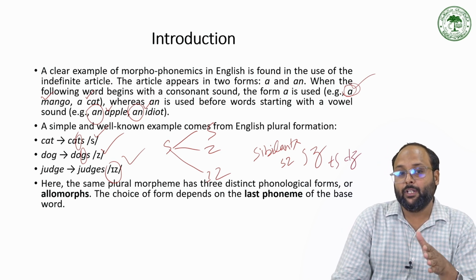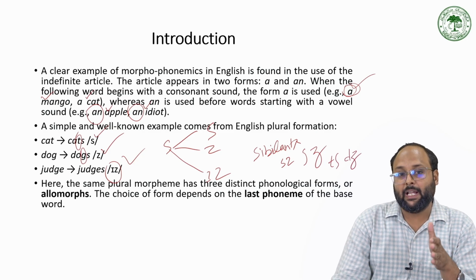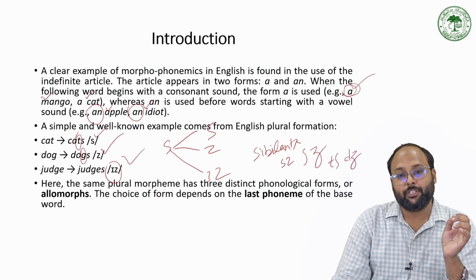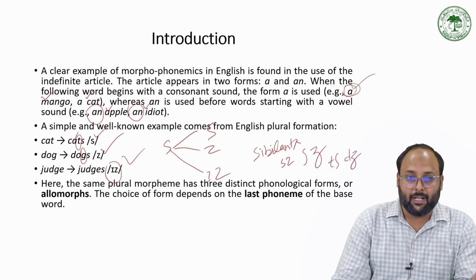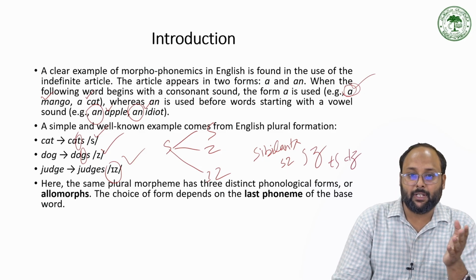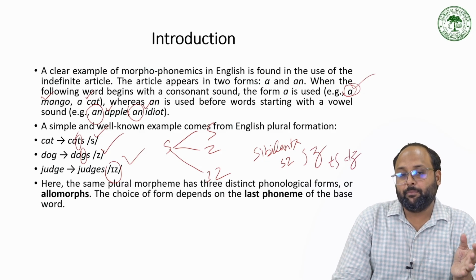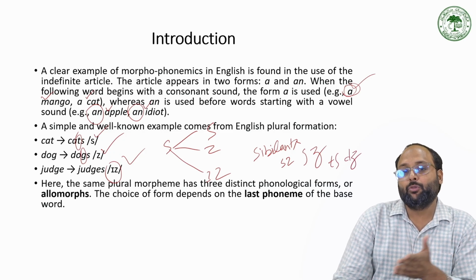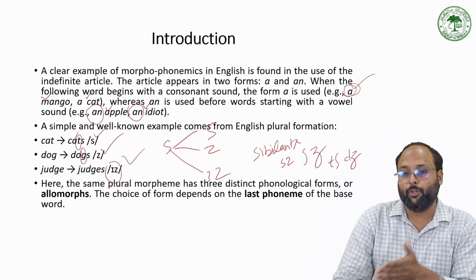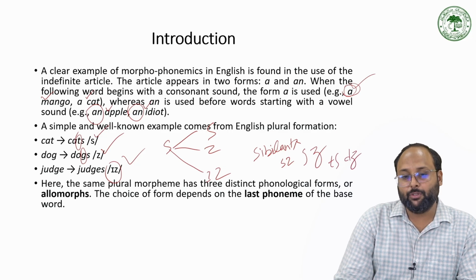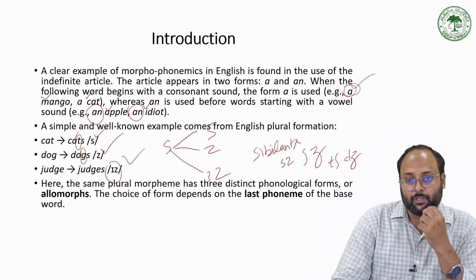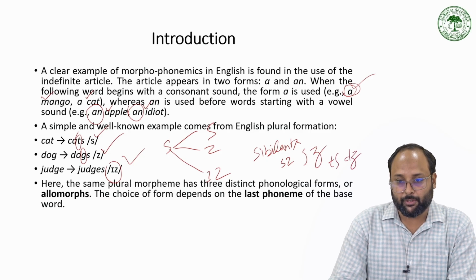So that is the condition, that is the phonological condition, and it comes under morphophonemics. Morphophonemics is the alternation or the relation between morphology and phonology, where we have a change in the morpheme due to some phoneme at the preceding position or at the following position. So that is called morphophonemics.